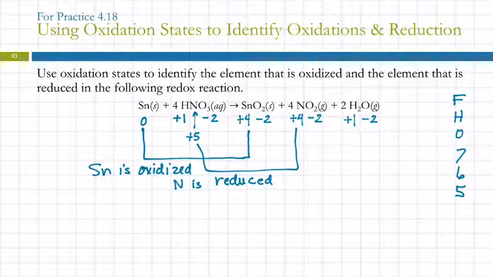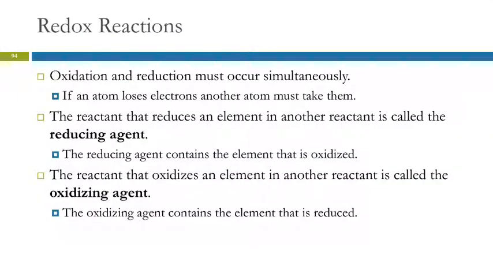Any other questions? So oxidation and reduction have to occur simultaneously. If something is losing electrons, there has to be something else gaining electrons. There's no homeless shelter for electrons. So they have to be passed from one thing to another.